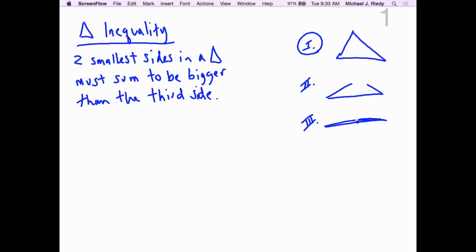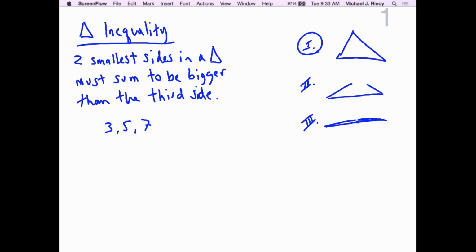So if I give you three sides, let's say 3, 5, and 7, the question is, will that make a triangle? Yes, that one will, because the smaller sides 3 and 5 add up to more than 7. They add up to 8. Perfect. That's the easy part.